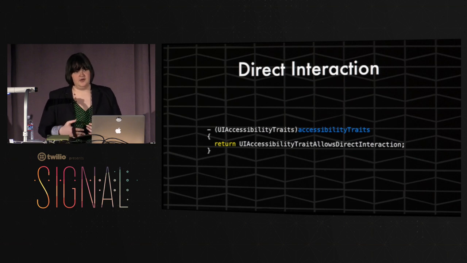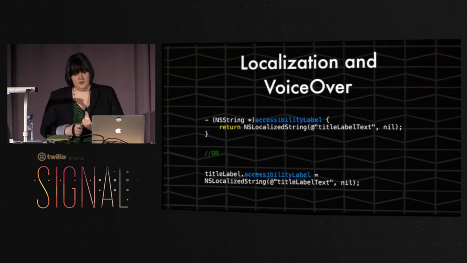Direct interaction is really great if you have anything like a drawing app or maybe a piano, something where the user really needs to interact directly with the app. So all you need to do is add the trait for direct interaction. And then, localization and VoiceOver, so you can just use a localized string and pass it the value.